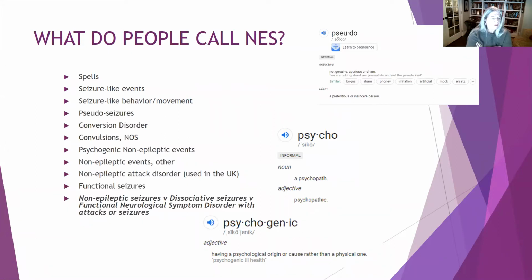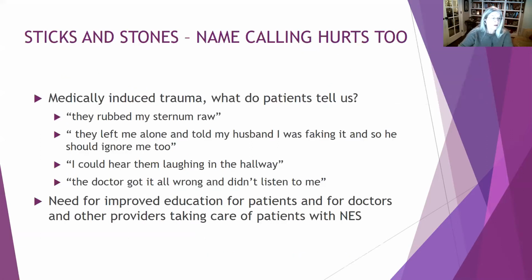I just want to drop down to the bottom and say that at this point in time, there is a move on the part of a lot of people to simply call these non-epileptic seizures. But there's also an equally active move in the UK that's gaining quite a bit of traction to call them dissociative seizures. And then formally, the DSM asks us to call them functional neurological symptom disorder with attacks or seizures, but that is such a mouthful, most people aren't going to use that term.